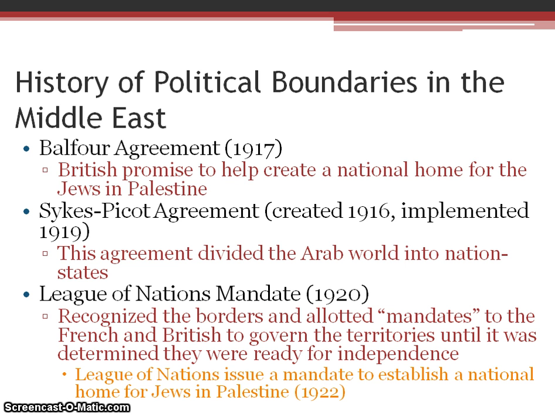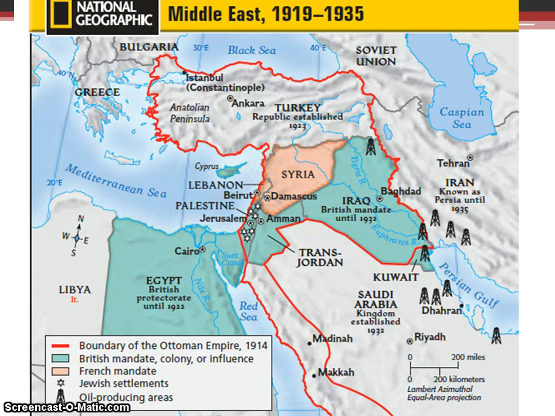Next, we're going to look at a map that shows the different borders that were established by these agreements and what those looked like. Here we see the red indicates what was previously borders of the Ottoman Empire. Some of the British mandates, Iraq, Egypt. Next we see French mandate, an example, Lebanon, Syria. We see the Jewish settlements, and then lastly we observe oil producing areas, which is our next point.